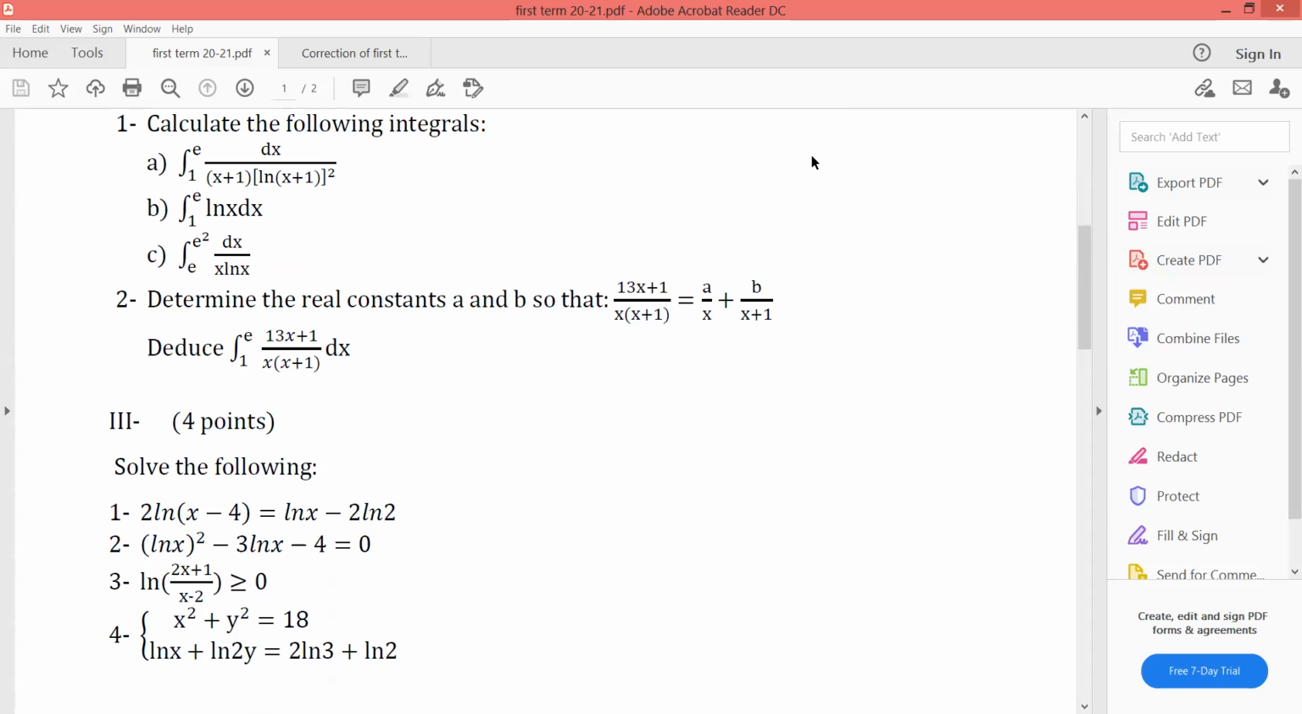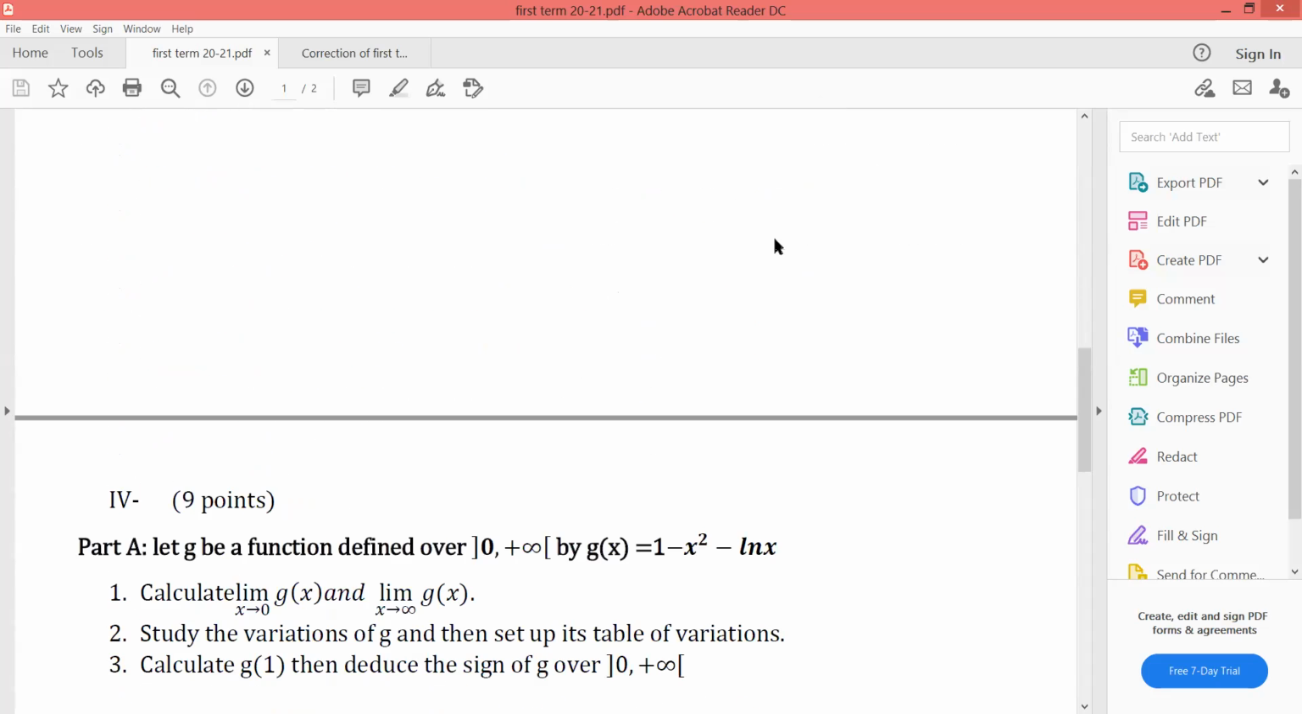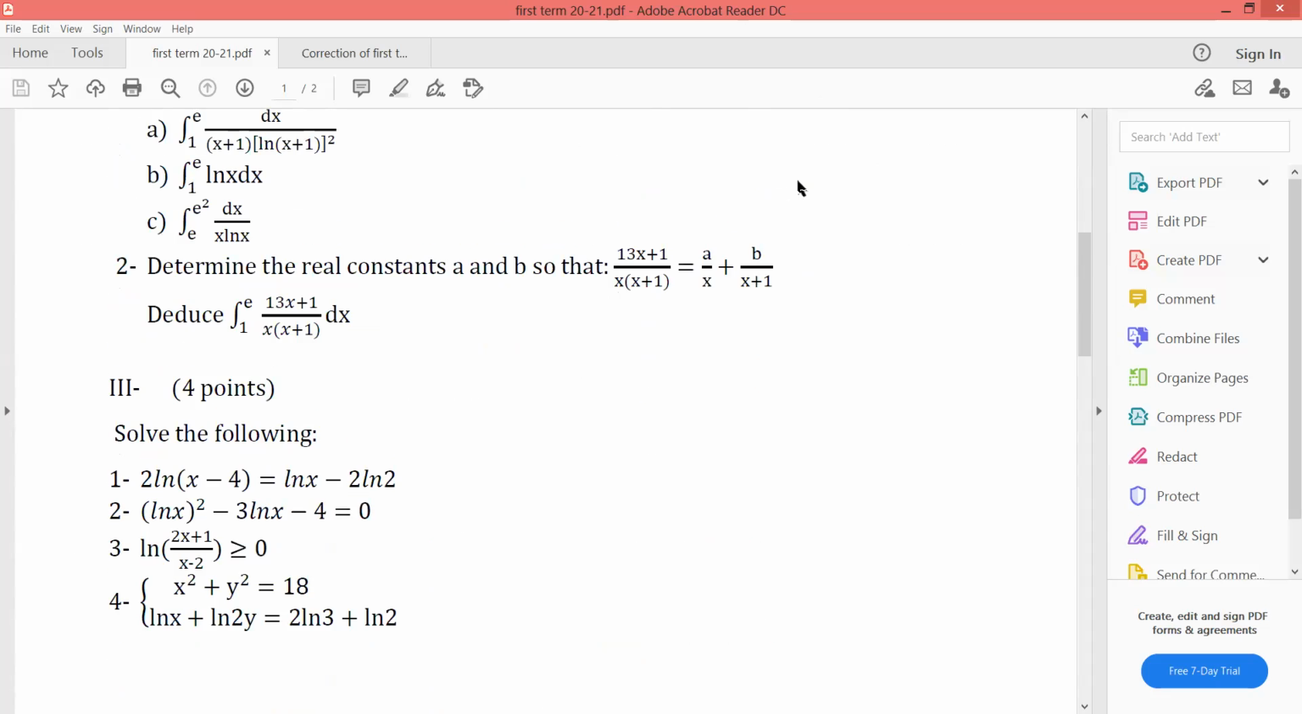Hi, in this video we are going to correct exercise number 3 and exercise number 4. So in exercise number 3, first part, solve the following. We have a ln equation.